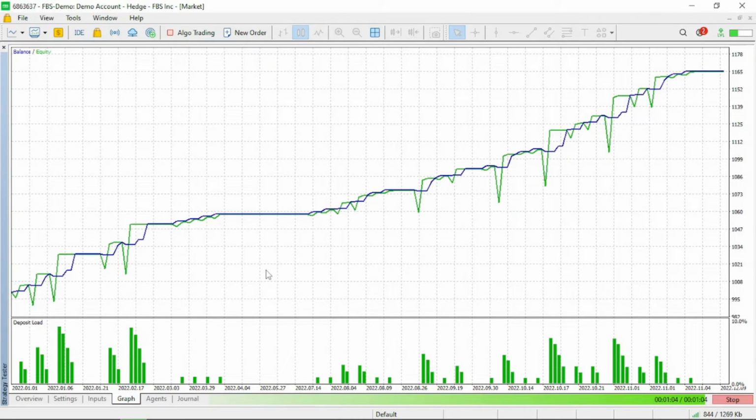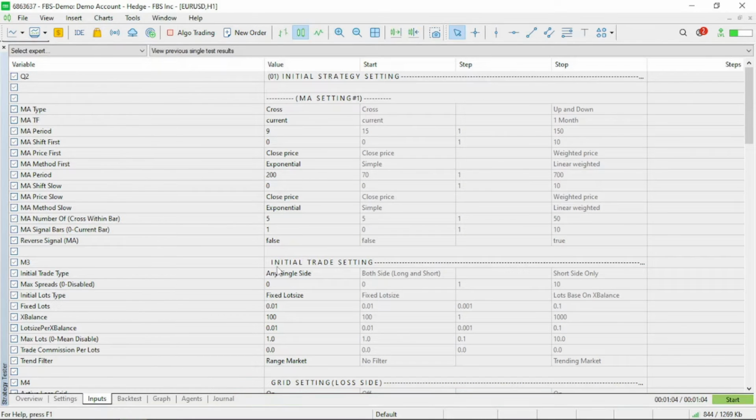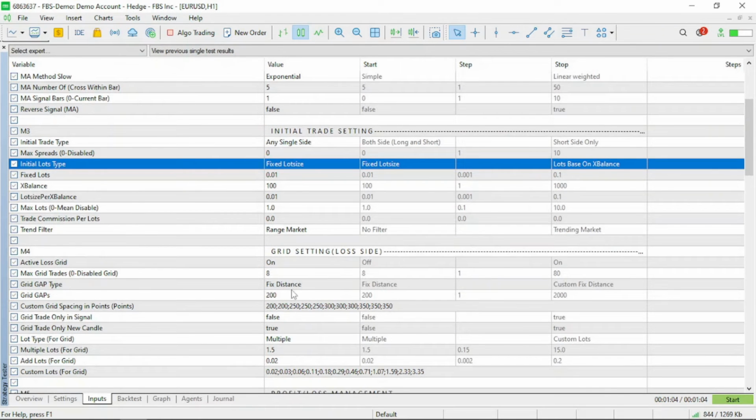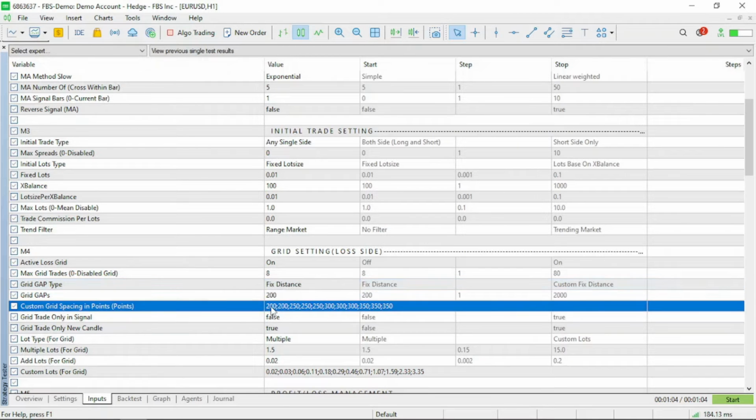So with that simple 0.01 fixed lot, we'll see that the bot was able to give us a nice healthy return. You do have two different management lot size options, and we'll take a look at those moving forward. For the moment, I'm still using a fixed distance of 20 pips. However, the author has provided you with a custom grid spacing, which you can adjust according to your own preferences.